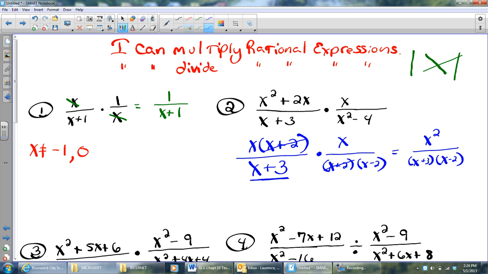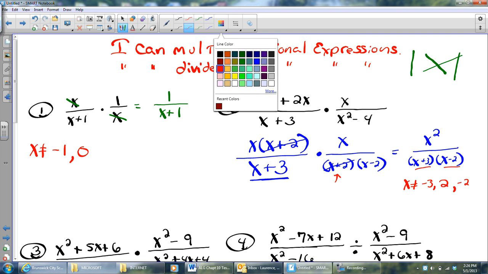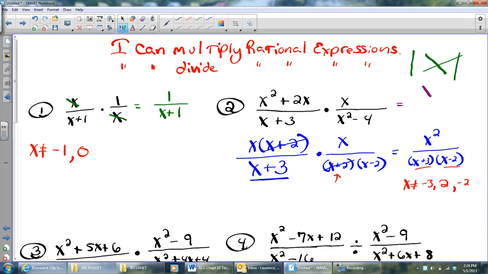Now, of course, I do have to state my restrictions. And remember, I want my restrictions before I cancel things out. This is only true when x does not equal -3, +2. And I also have to check this one here, which would be a -2. So this problem actually has 3 restrictions. I can say that this black equation equals this answer, x squared over x plus 3 as a quantity times the quantity of x minus 2. And that's true when x does not equal -3, 2, or -2.